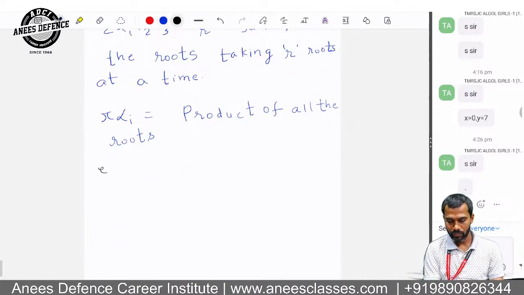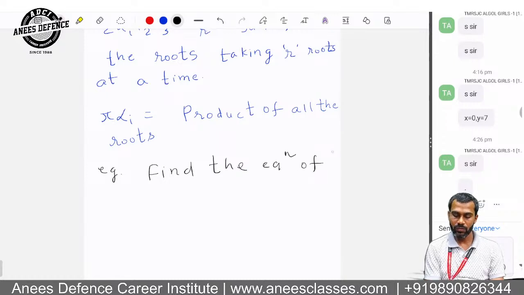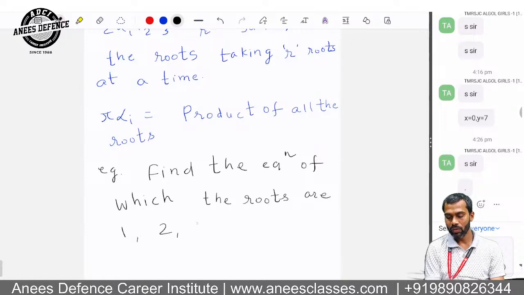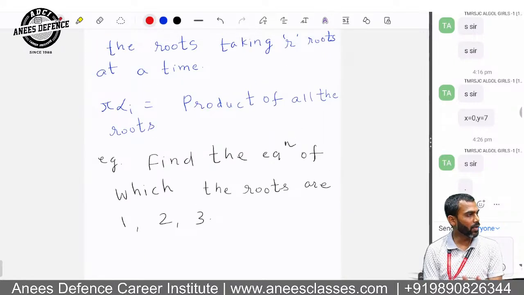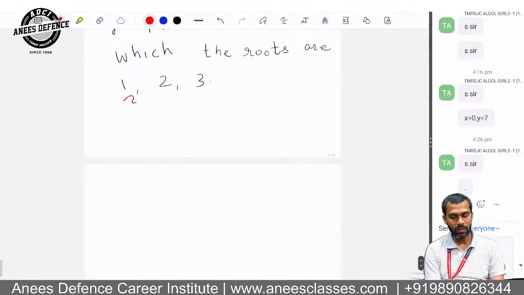Suppose we have: find the equation of which the roots are 1, 2, 3. So first of all, we need to find out summation alpha 1, summation alpha 1 alpha 2, and alpha 1 alpha 2 alpha 3. This is alpha 1, this is alpha 2, this is alpha 3. So what is summation alpha 1?